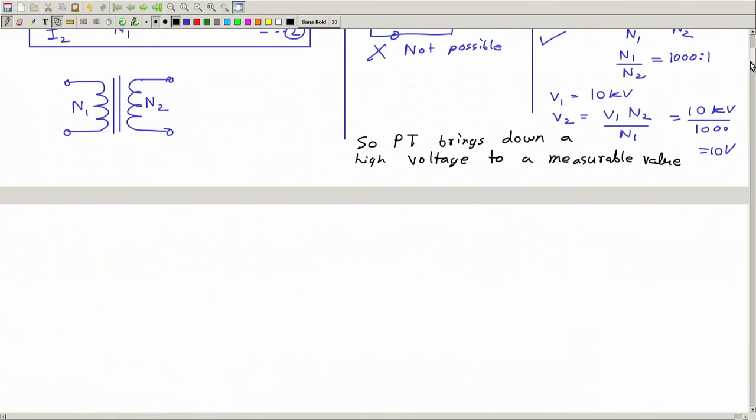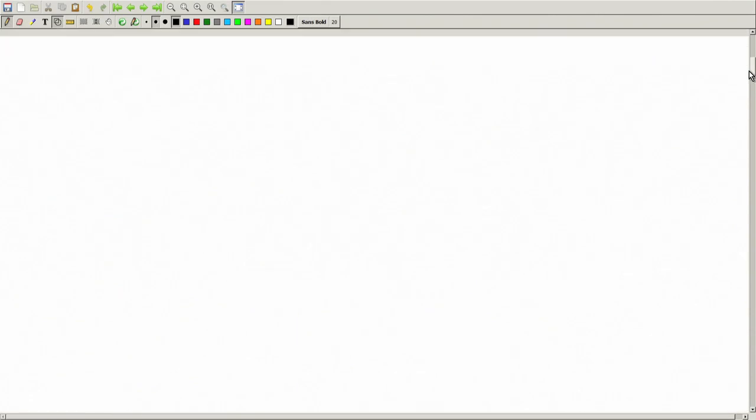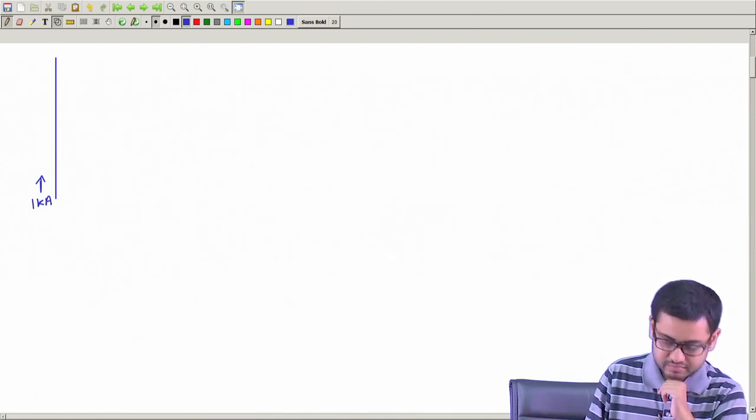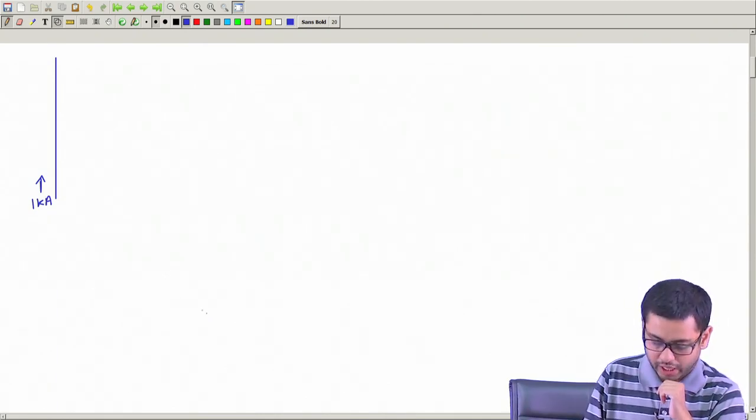So now we know what a PT is. Now let's see what a current transformer is. Once again, say I have a transmission line like this, where say 1 kiloampere current is flowing. Now I want to measure this current.